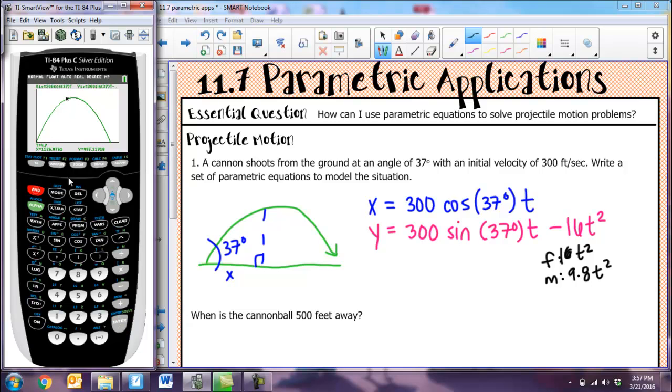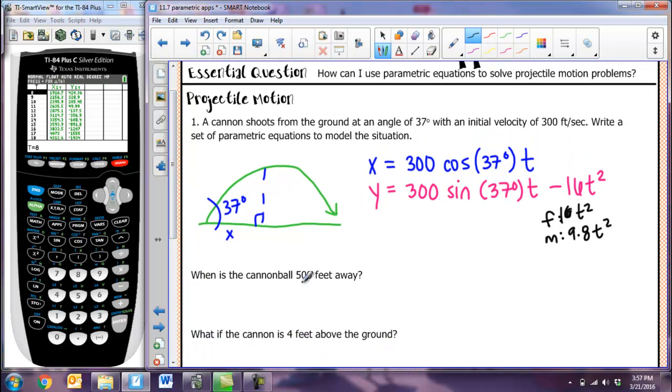And so I could look in the table. I'm not going to find an exact answer in the table. So what I'm going to do is set up an equation. And since I know that it's feet away, this is a horizontal distance. So I'm going to go ahead and plug into my x component: 500 equals 300 cosine of 37 degrees times t.